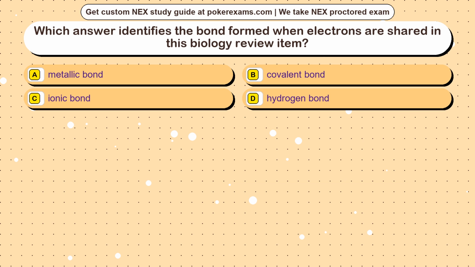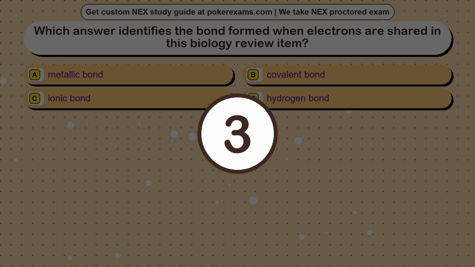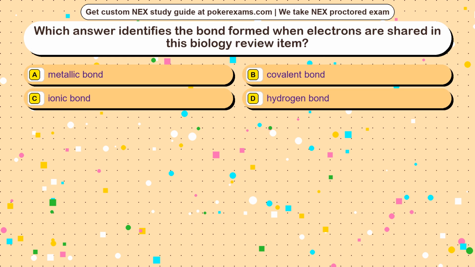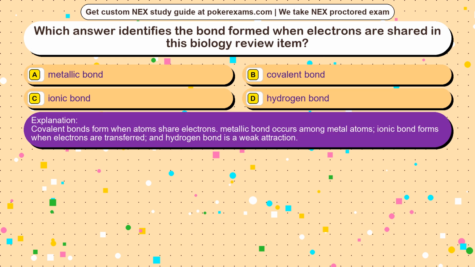Question 1. Which answer identifies the bond formed when electrons are shared in this biology review item? Option A, metallic bond. Option B, covalent bond. Option C, ionic bond. Option D, hydrogen bond. The correct answer is option. Covalent bonds form when atoms share electrons. Metallic bond occurs among metal atoms, ionic bond forms when electrons are transferred, and hydrogen bond is a weak attraction.